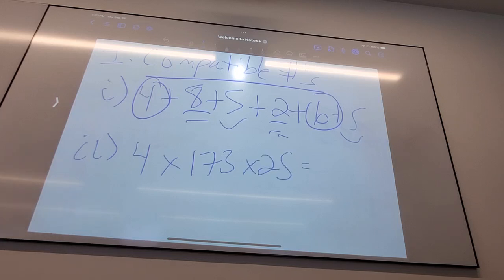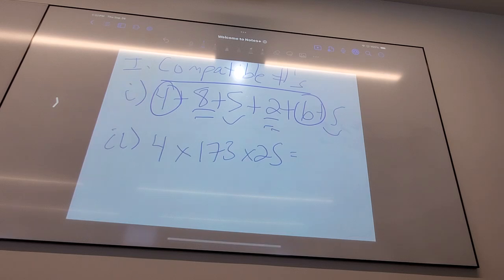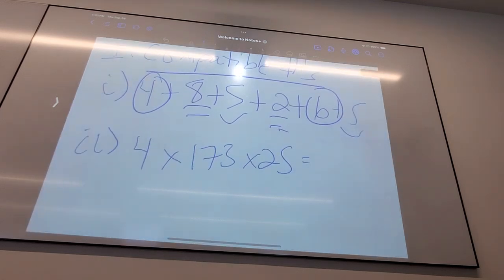What happened? Sorry, you just made a face. 173. Oh, okay. I thought you might. That's one reason why I did it. 25 and 4. I don't blame you, but why does it not matter that it's 173? Because what are the compatible numbers? 4 and 25. Because what's 4 times 25? 100. Yeah, 4 quarters is 100.